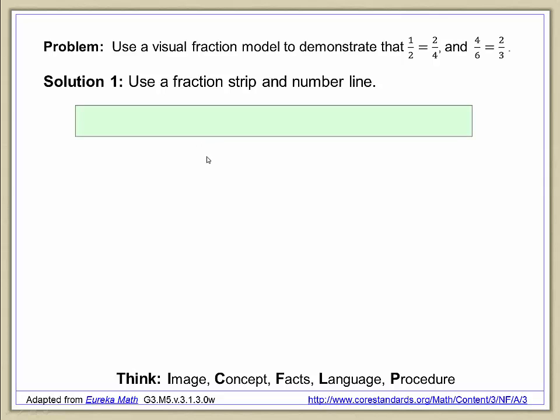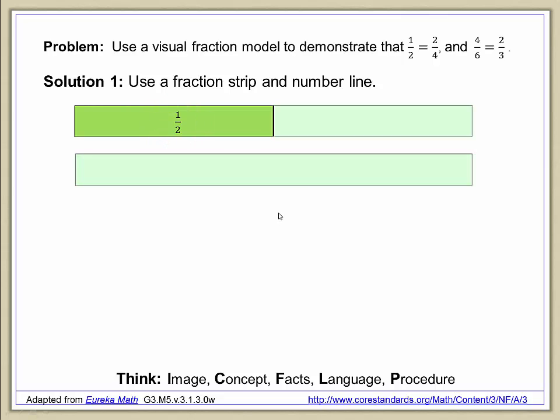In our next slide, we're going to use the same problem using a visual fraction model to demonstrate the equivalence between 1/2 and 2/4, and also 4/6 and 2/3. But this time we will use a fraction strip and a number line. This will perhaps be a little bit more straightforward to students since we've used this quite a lot. We begin with a whole, and to work with halves and fourths, we'll first split the whole into a half and represent 1/2 here. And then give ourselves another whole, and let's break it into fourths.